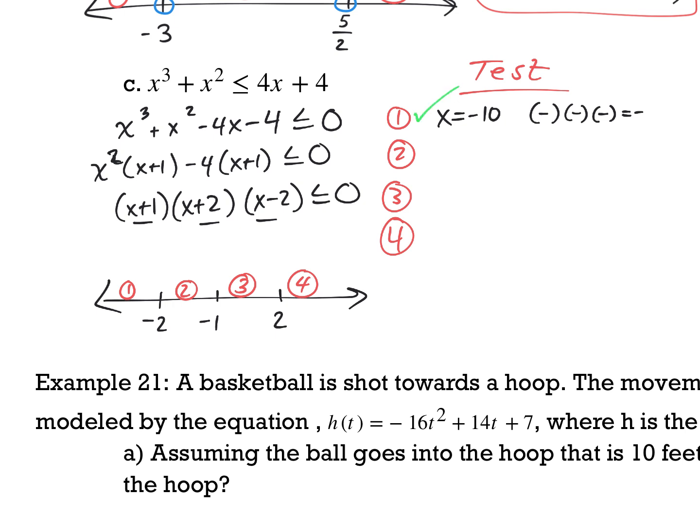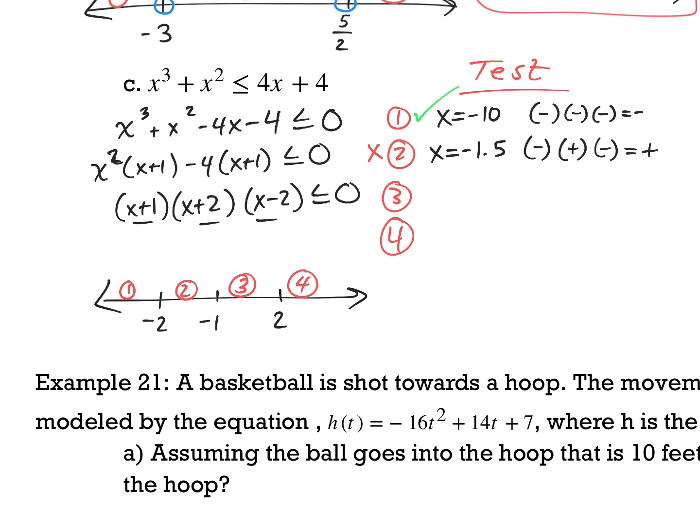My next interval is between -2 and -1. That's kind of a tricky interval, so I'm going to use -1.5. If I were to plug that into my first factor, I would get a negative. My second factor would be positive, and my third factor would be negative. When we have 2 negatives and a positive, we would have a positive result. And we are looking for a negative result. So interval 2 is not part of our solution.